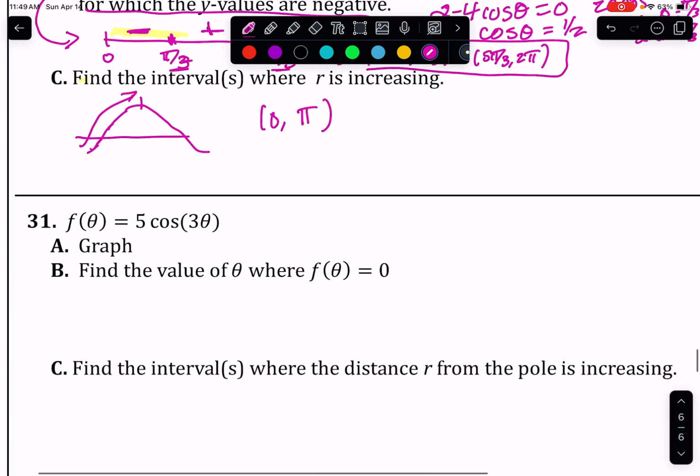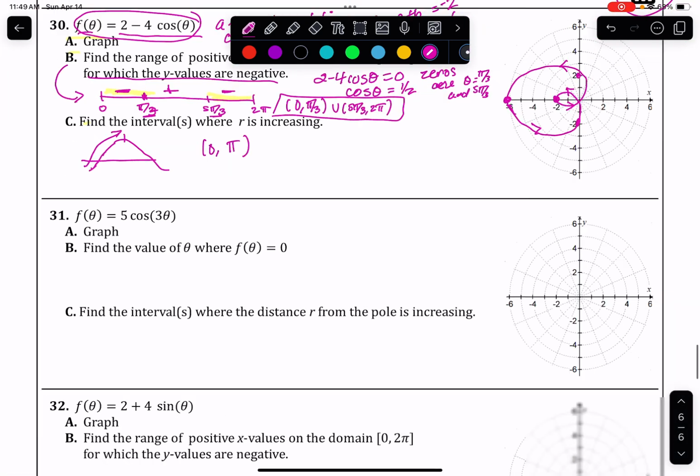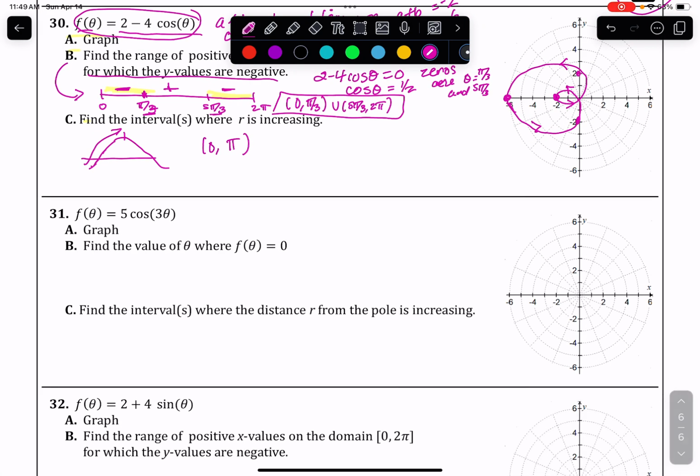All right, let's do this next one. We have f of theta is 5 cosine 3 theta. So this is going to be a rose with 3 petals.